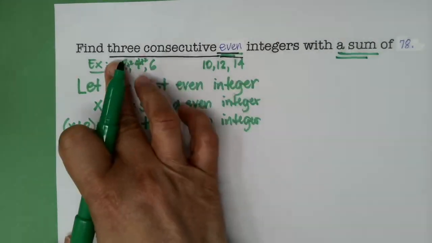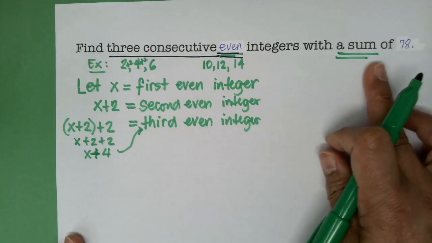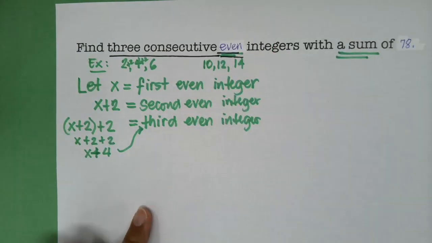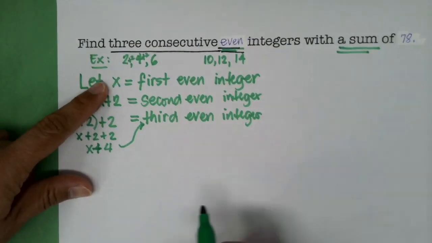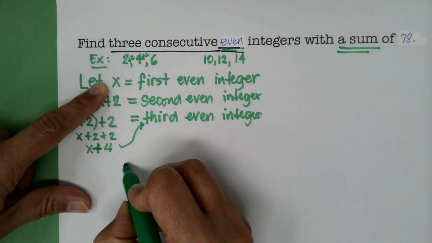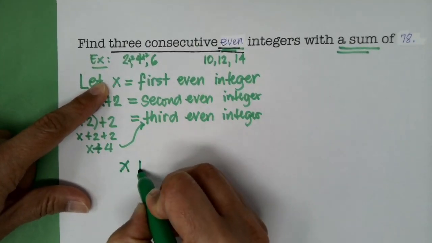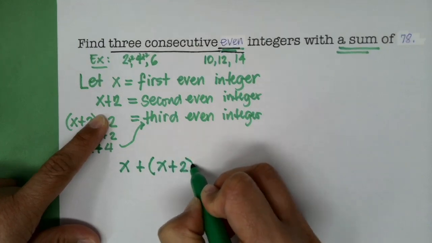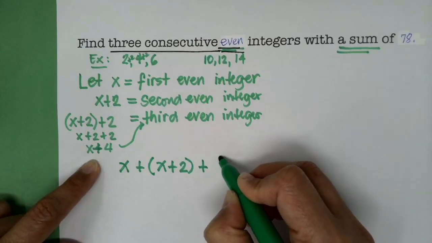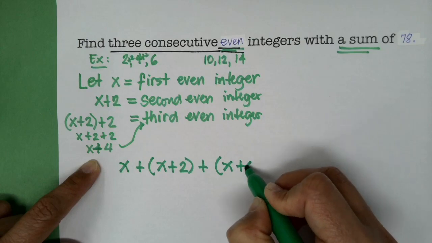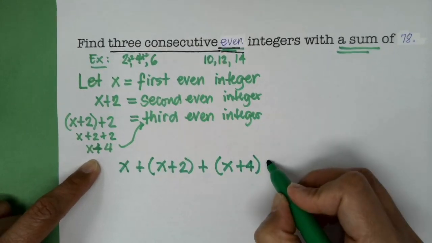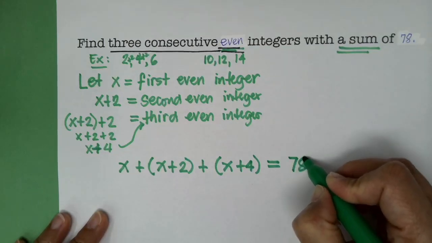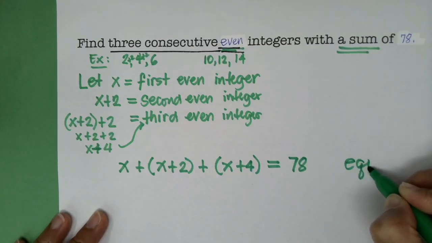Because we have 3 even integers with a sum of 78, we will need to add the 3 even integers. So our first even integer is x. Then our second even integer is x plus 2. Then our third even integer is x plus 4. And the sum is given to be 78. So this is our equation.